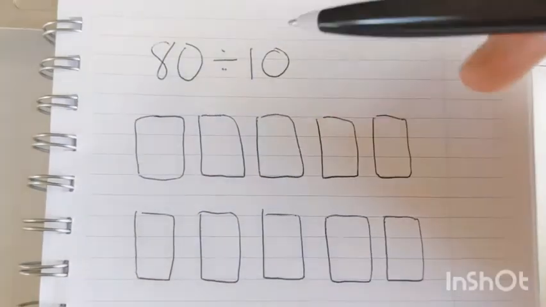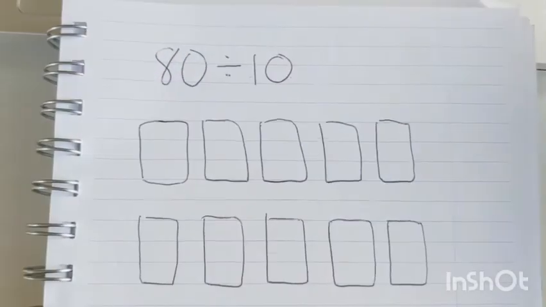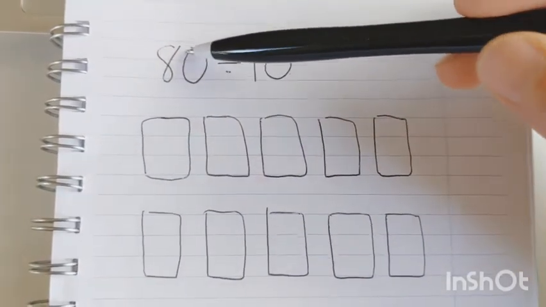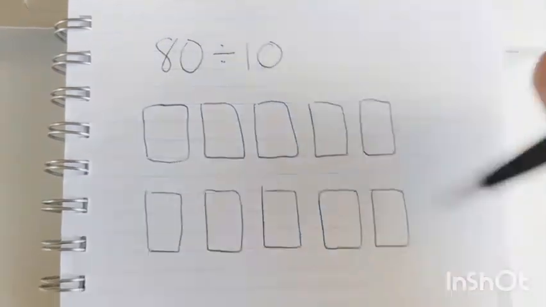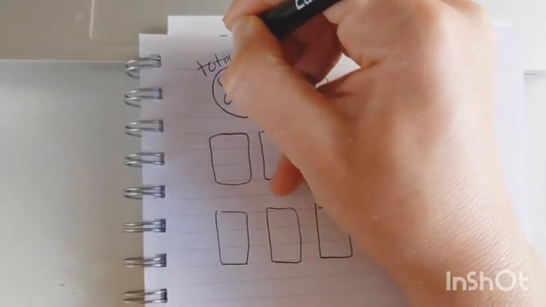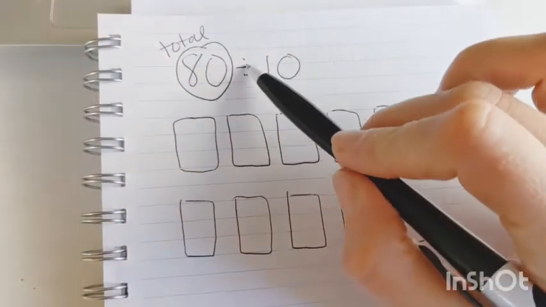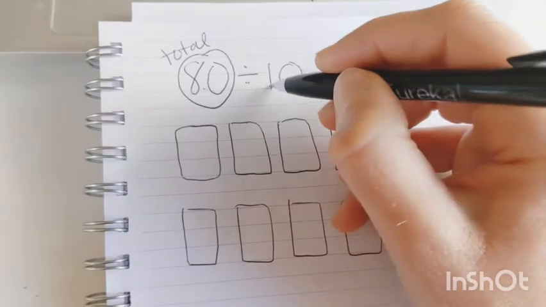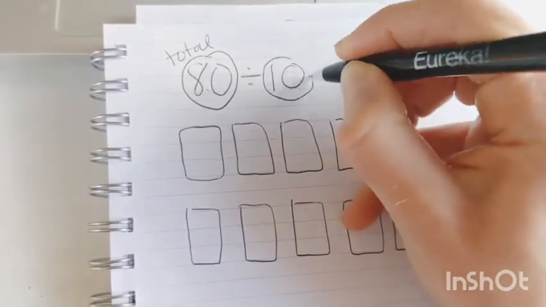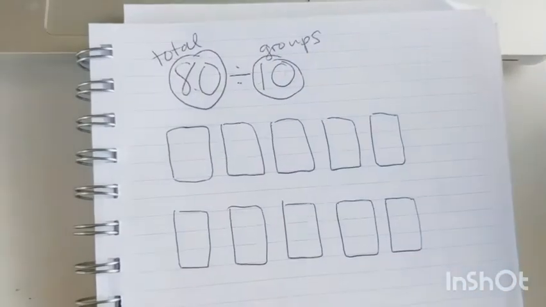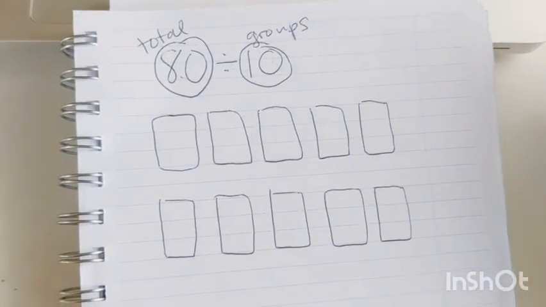Okay, so I have 80 divided by 10 is the division sentence that they give us. I know that with division, I'm thinking that this is my total amount that I'm starting with. And this division means that we're dividing it into groups. So if I have 80 total and I'm dividing it into 10 equal groups, I'm trying to figure out how much would be in each group.